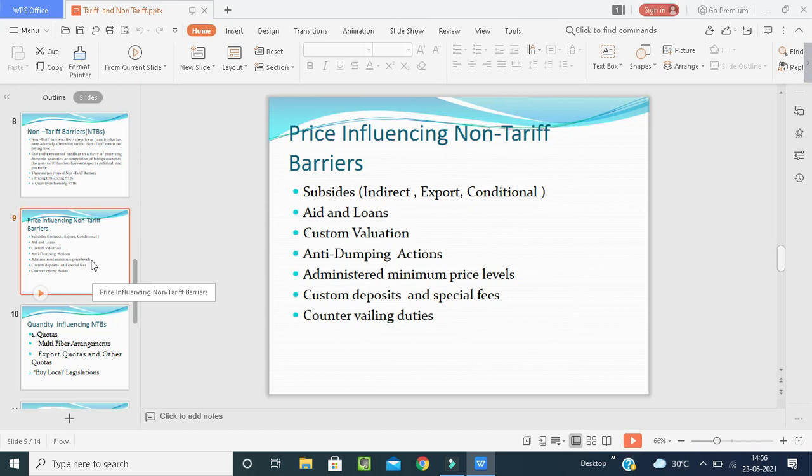Next is conditional subsidies. A conditional subsidy has some conditions that we have to follow as per the World Trade Organization's guidelines. Next one, aids and loans.